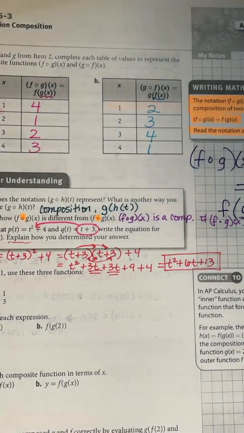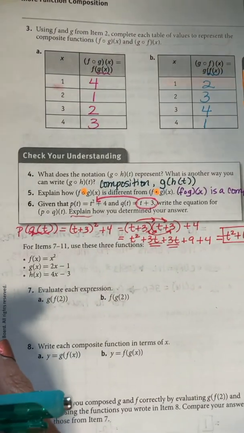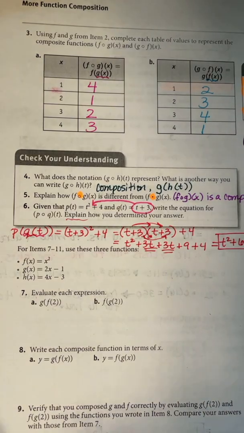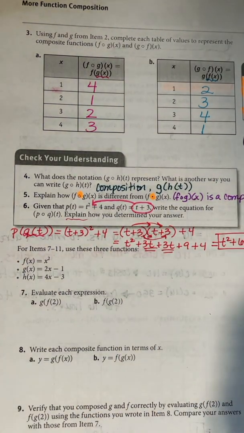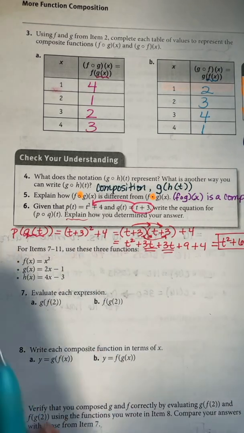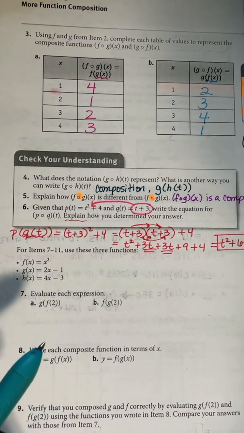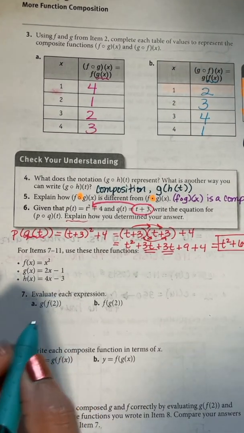For items 7 through 11, use these 3 functions. So now we're really getting into the algebra portion of this lesson. Now that you know how it works on the graph and on the table, this is how it works by hand algebraically. So we have f of x, g of x, and h of x here. And it says to evaluate each expression, g of f of 2.